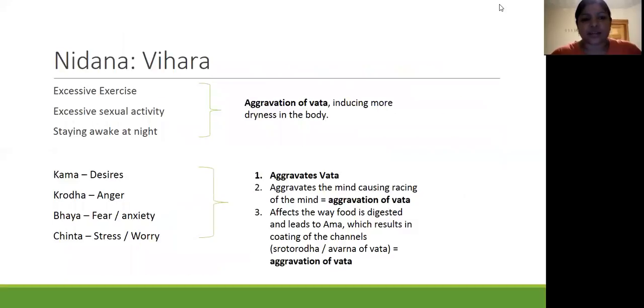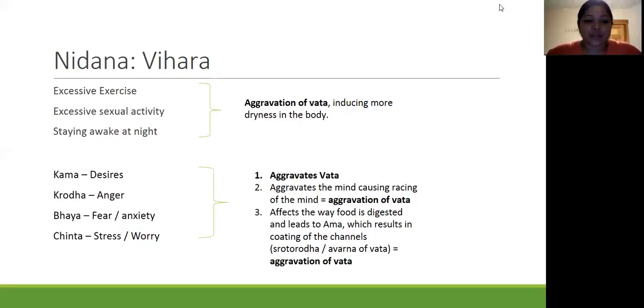The other causative factors that they've specifically mentioned are excessive exercise, excessive sexual activity, and staying awake at night. Now, these are all factors that we know will aggravate vata. And the reason why they're specific in this situation is because all of these activities also induce more dryness in the body. Hence, relating to or adding to the pathogenesis of this condition.